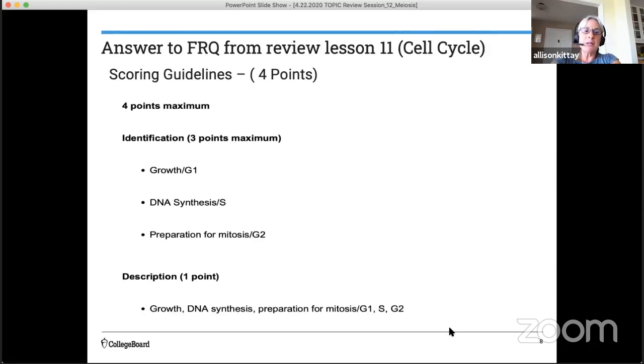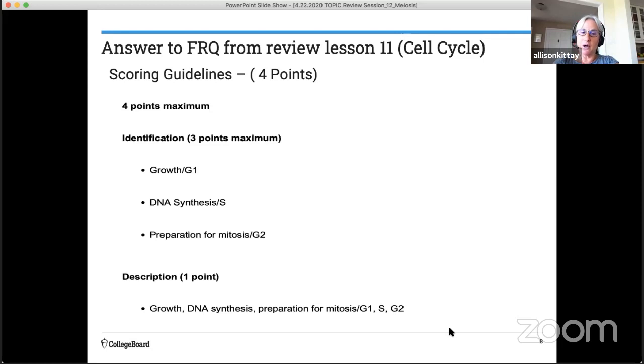This seems a little bit repetitive, but if you're going to identify those 3 stages of interphase, you simply need to say G1, S, and G2. Those are the 3 phases of interphase, and that was worth 1 point each. So you can see this was a pretty easy question. The second part is to describe. Oh, and by the way, that identification needed to be in order.